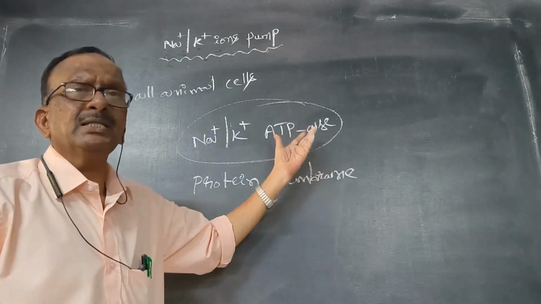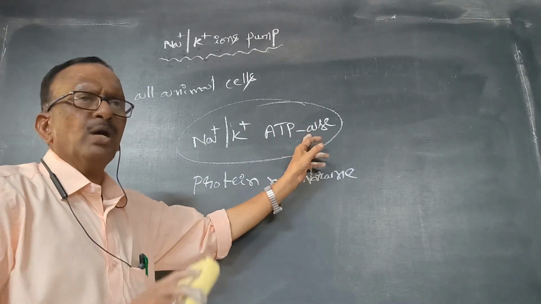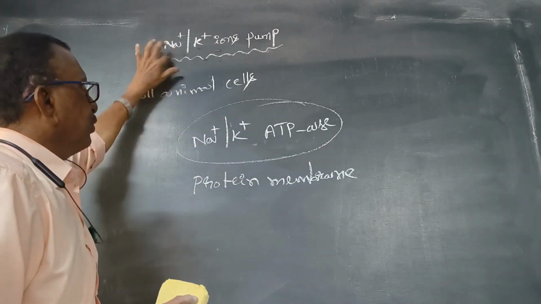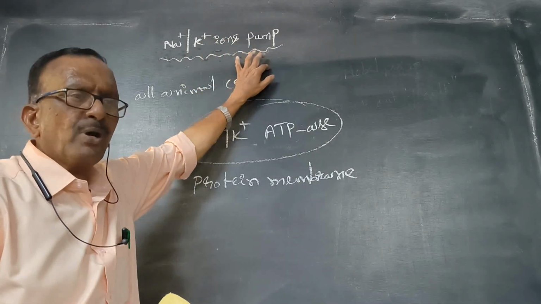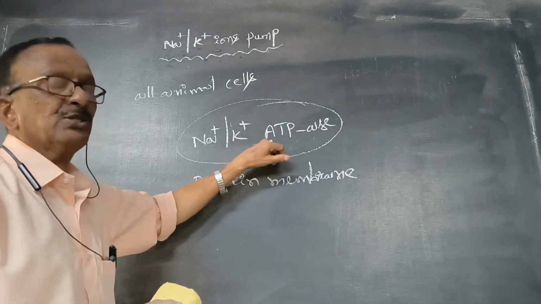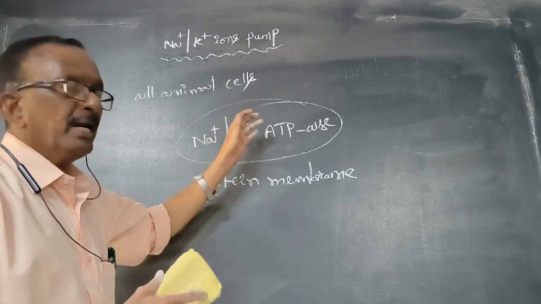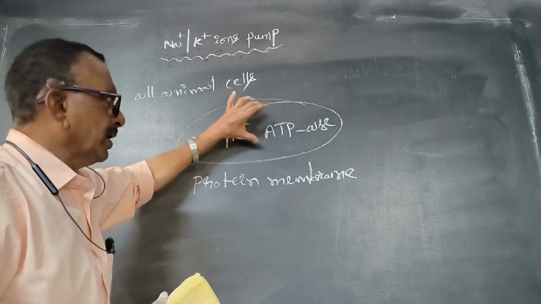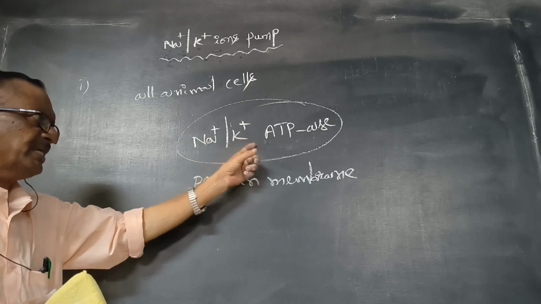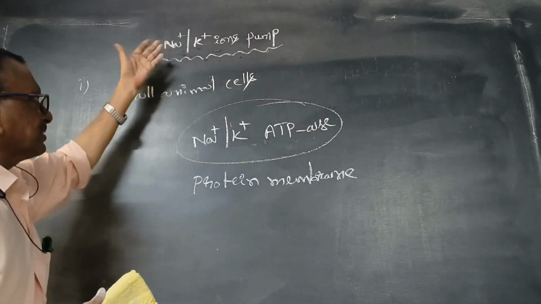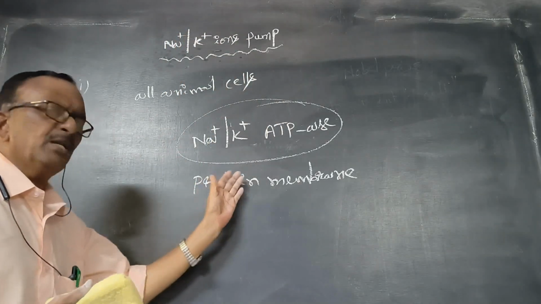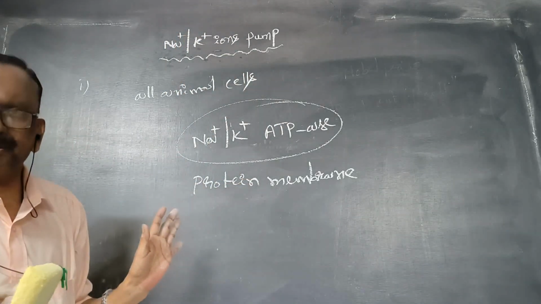ATPase means it is an enzyme. All enzymes will have the ending ASE. Why here I have written ATP? Because the sodium potassium ions pump is an example of an active transport phenomenon. Active means it requires energy. In biology, the energy resource is ATP, adenosine triphosphate. That's why here I have written sodium potassium ATPase, or we can say sodium potassium ions pump, or protein membrane. They are one and the same.